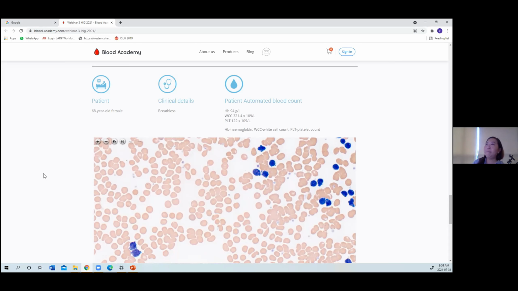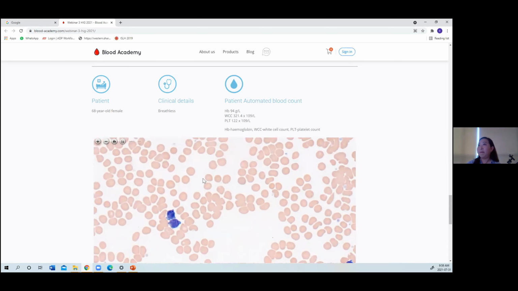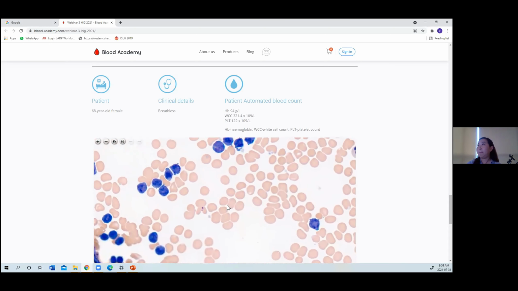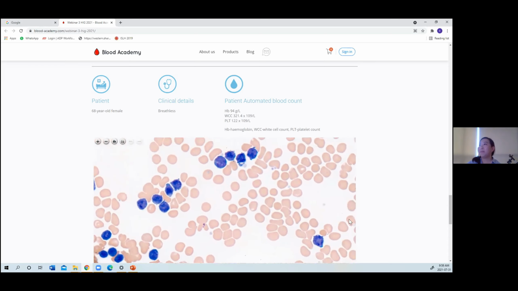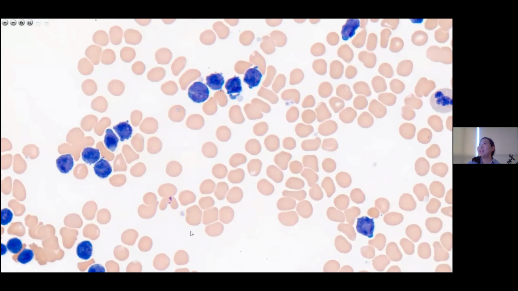Excellent. So let's move on to case 3. This is a 68-year-old female who's presenting with breathlessness. And she's anemic, but she has a very, very high white cell count, a very scary white cell count if you see it, with a mild thrombocytopenia as well. So if you could just go over the slides, Audi, that'd be great. Yes.